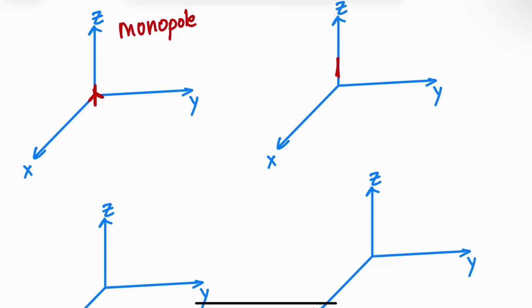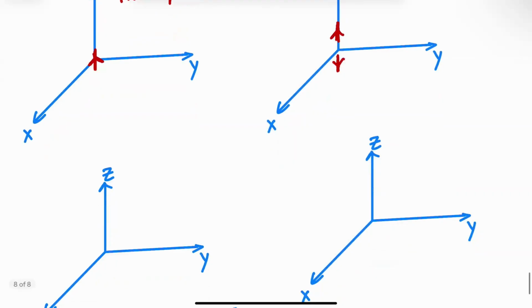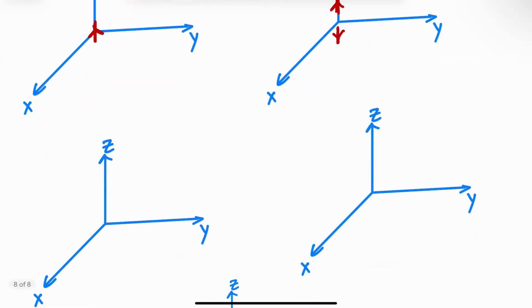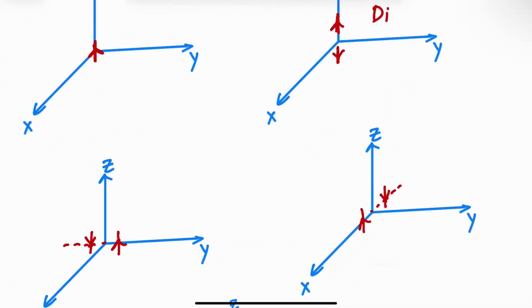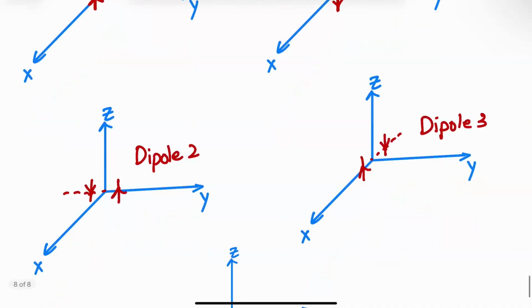And then we can also do dipole. We have one current going up, one current going down, oriented in Z, or we can have them oriented along the y-axis, or along the x-axis. These are all dipoles. So this is dipole 1, dipole 2, this is dipole 3, and so on. And these are the three cases.